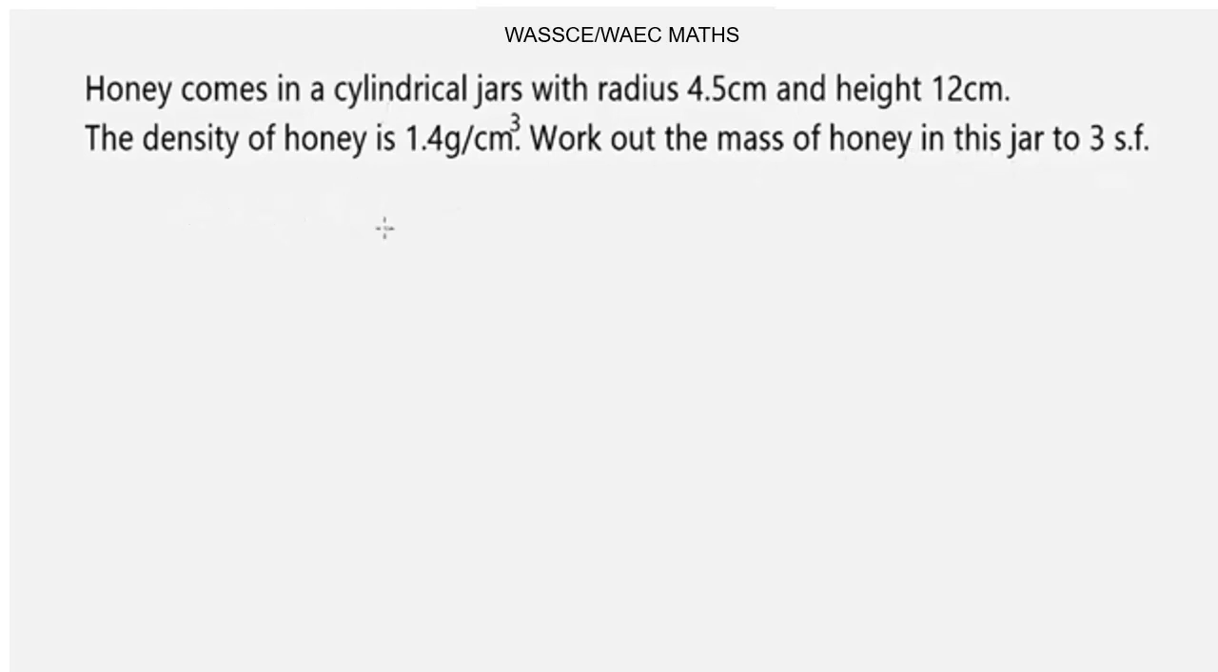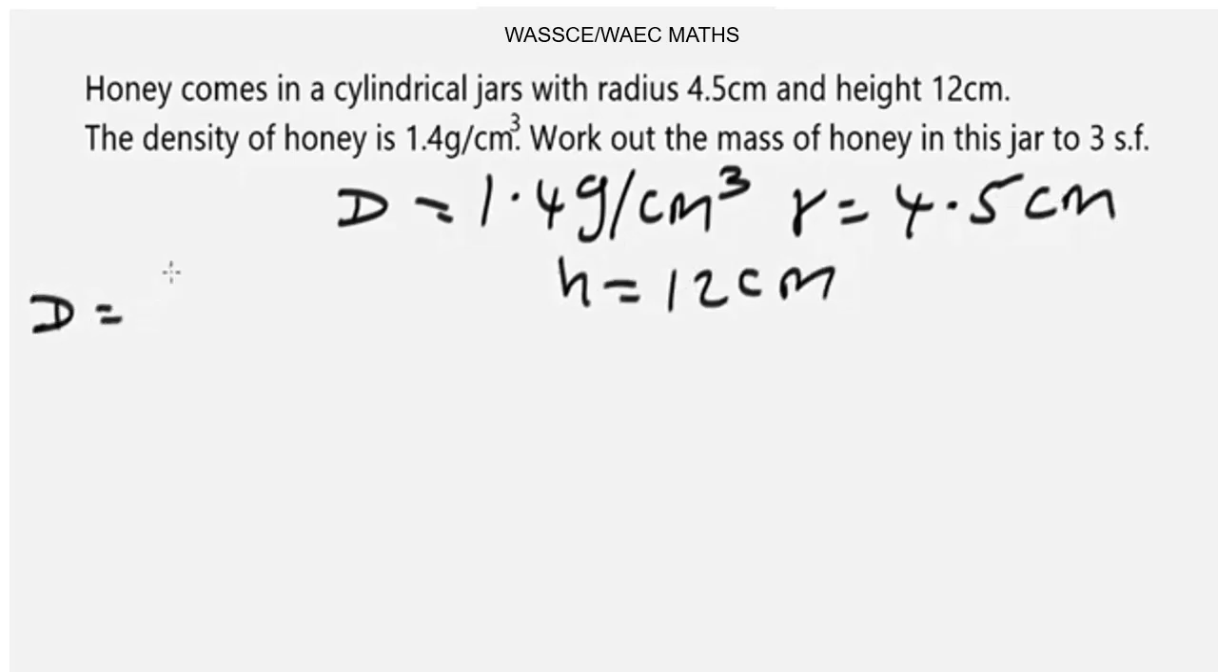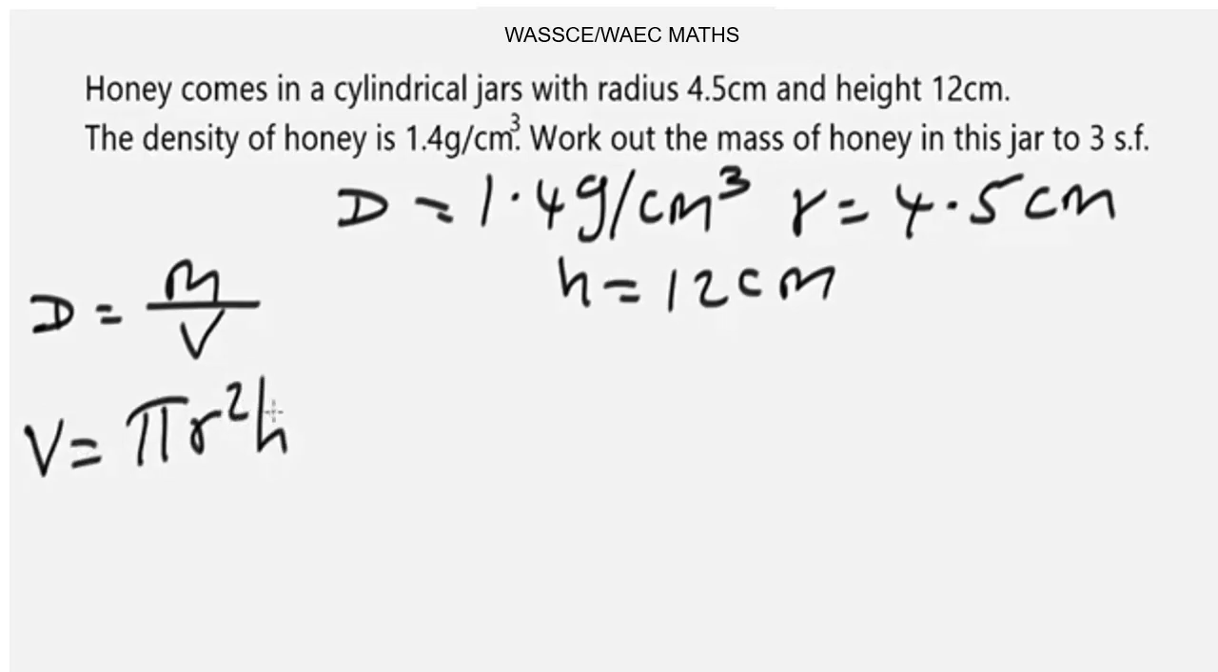To begin with, let's get our parameters. In this question, we have our density to be 1.4 gram per cm cubed. We have our radius to be 4.5 cm, and we have our height to be 12 cm. And we know that the formula for density is mass over volume. Now to get the mass, we need to get the volume of a cylinder. And we all know that the volume of a cylinder is pi r squared h.